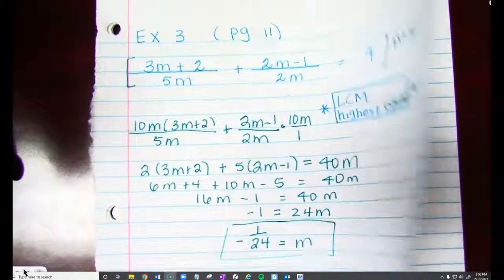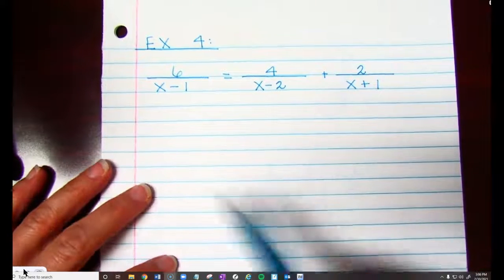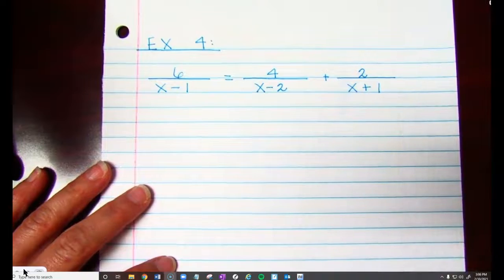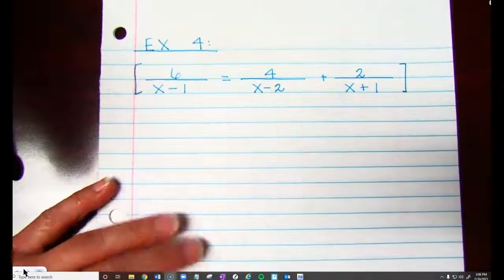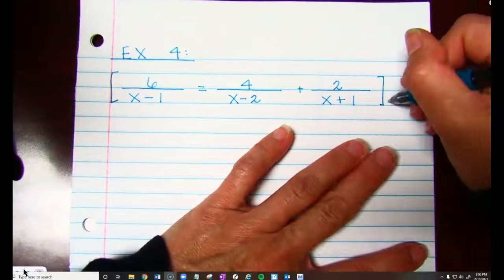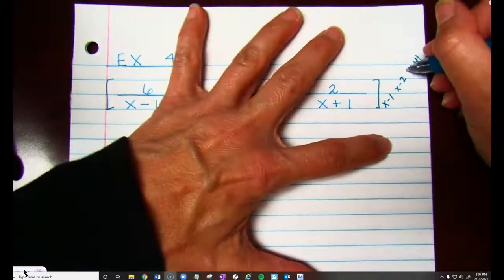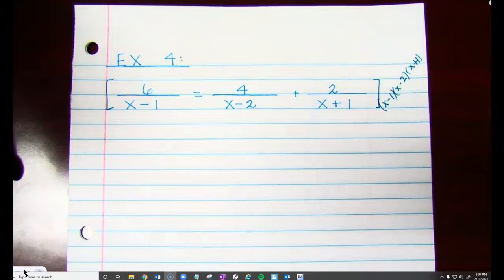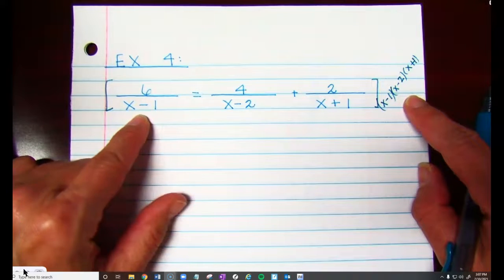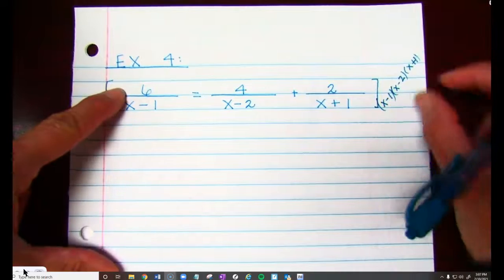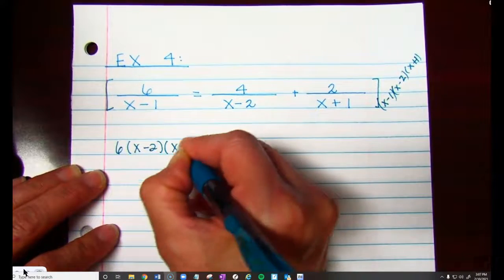Next problem is going to be this one. So let's go ahead and take a look at this. We got 3 pieces in our denominator, which means we're going to be multiplying by 3 binomials. Multiply by all of them. I'm going to write diagonal to show a little more room. And then the one that's already in the denominator, that's just going to cancel out. So this first piece, that x minus 1, that goes away. So I'm really just multiplying the 6 by the x minus 2 and the x plus 1.